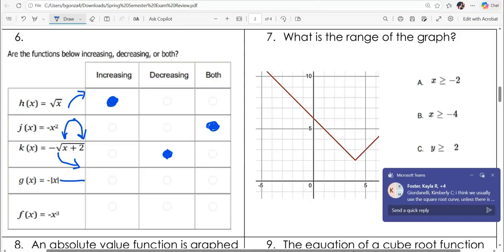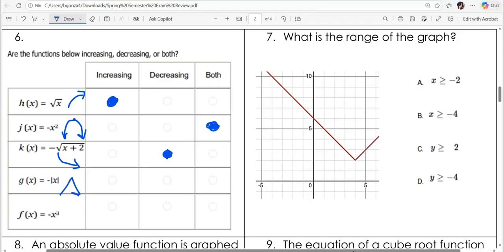On this one, it's a negative absolute value, it goes down like this. It increases and decreases, that's both. Okay, negative x to the third power. That looks something like this. So it's just going down. I would call that just decreasing.